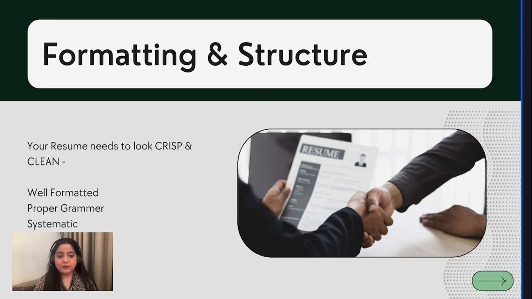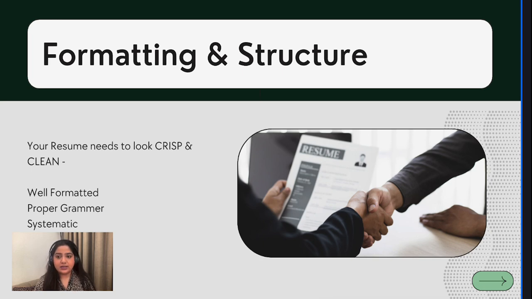So a very big aspect of before the content, before your name, before everything, is that your resume needs to look very crisp and clean. It needs to look professional, because in our case, we're all going to be submitting it to a certain place, which basically shows us and our work. It should be well formatted, it should be grammatical, and it should be very systematic and spaced properly.